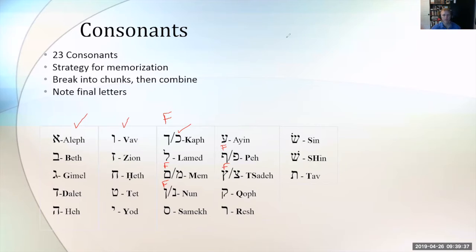Okay, so note the final letters. That's the main thing here. But when you memorize these, I would recommend doing it something like this: Aleph, Beit, Gimel, Dalet, He, Vav, Zayin, Chet, Tet, Yod, Kaf, Lamed, Mem, Nun, Samek, Ayin, Pei, Tzadeh, Kof, Resh, Sin, Shin, Tav. So break them into smaller chunks and then memorize them separately, then put them together. That's the best way to do it, I think.